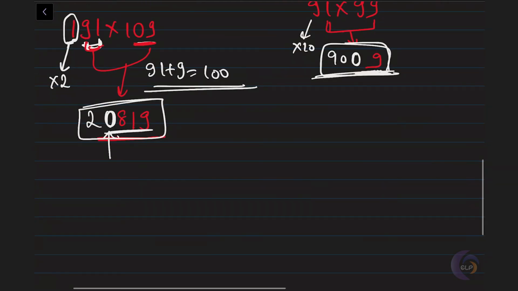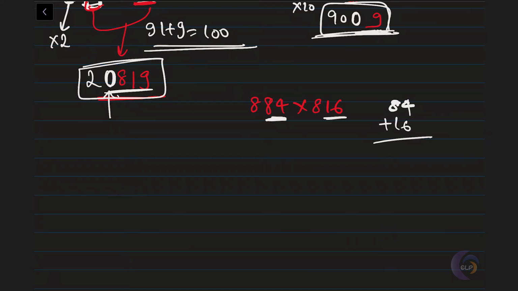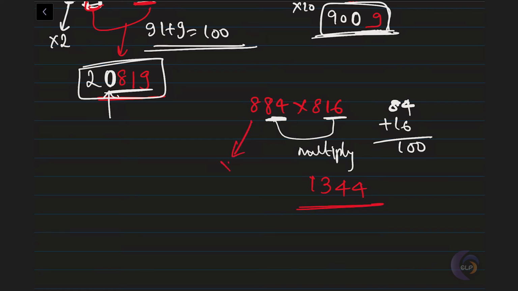So let's take another example. Let's say 884 into 816. So what you can see over here, 84 plus 16 gives rise to 100. So we can apply the same method. What you have to do? Multiply these 2. So 84 times 16 is how much? If you solve, you will get 1344.